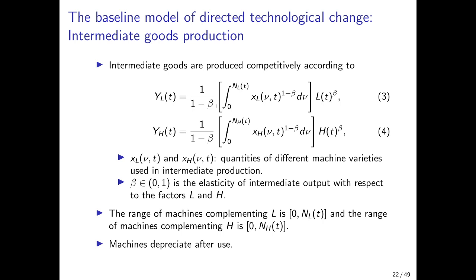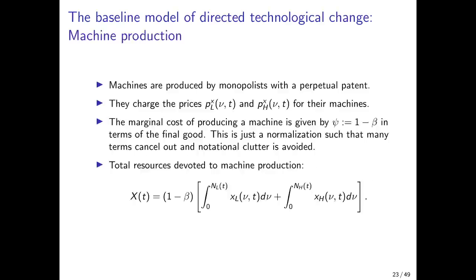Yeah, and 1 over 1 minus beta, that's just a normalization here that has no consequences basically for the qualitative results in the end, but it makes the calculations simpler, because if we take later on the derivatives with respect to XL and XH, we see that 1 over beta comes down from the exponent, and that would then cancel out with 1 over 1 minus beta from here.